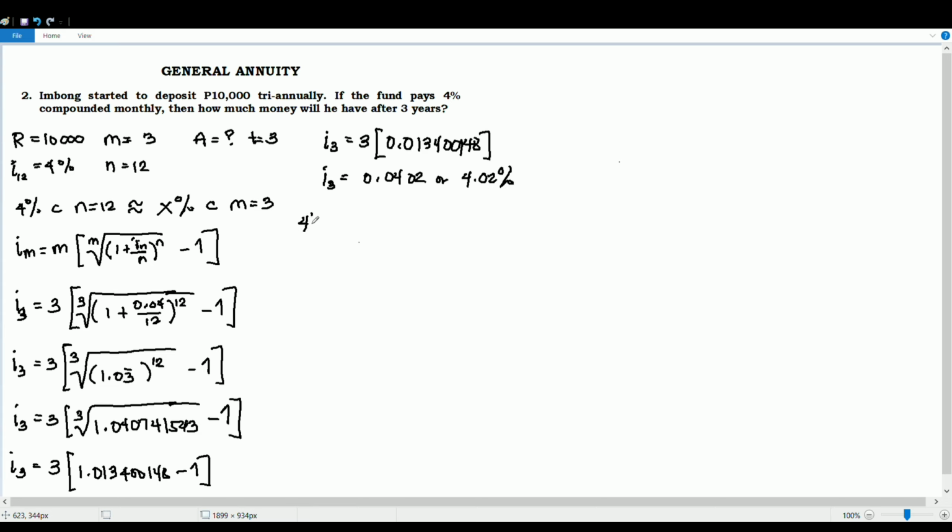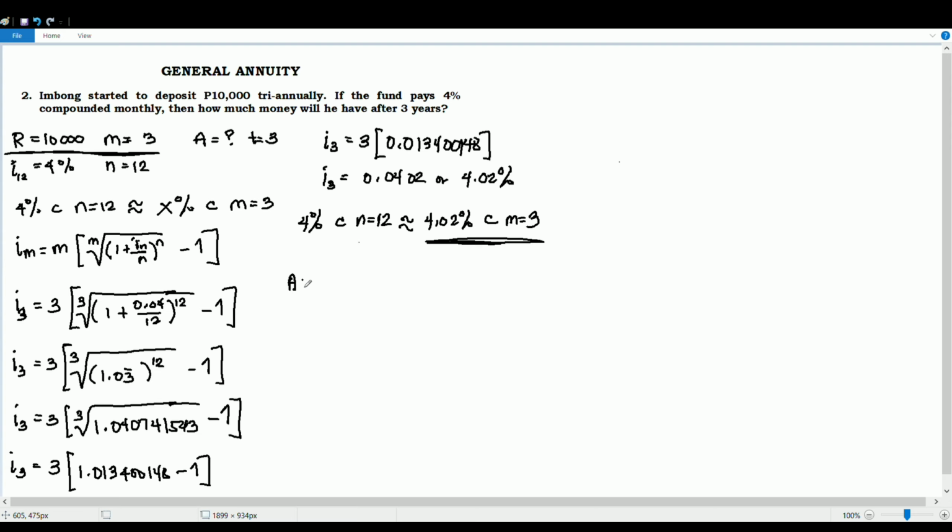Therefore, our 4% compounded monthly is equivalent to 4.02% compounded triannually. After that, we can now determine the value of the annuity. This is just the initial calculation before we go to the calculation of the value of the annuity. Why? Because we have to synchronize first the period of the regular payment and the rate. So this is for the rate triannually, and this is for the regular payment also triannually.